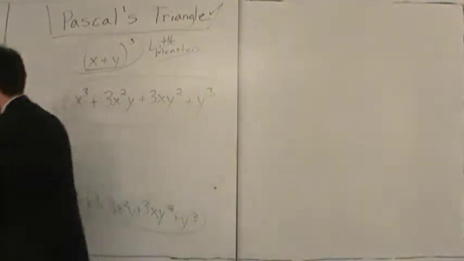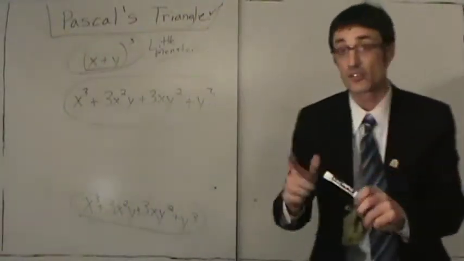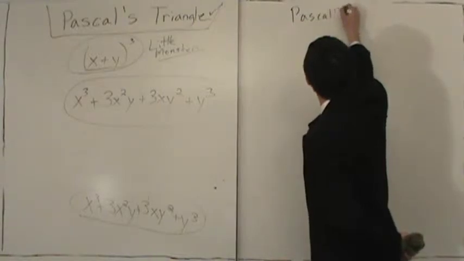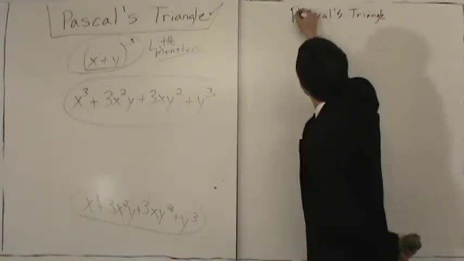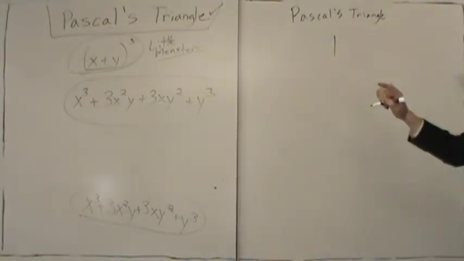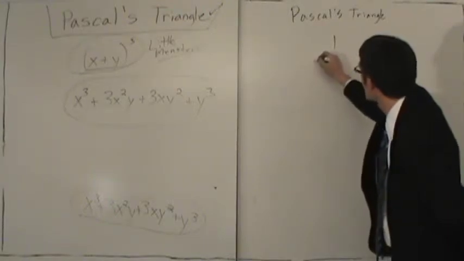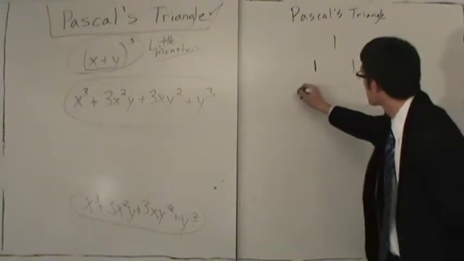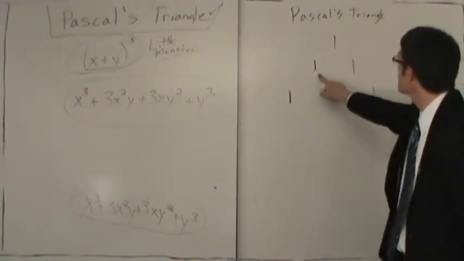Let me grab another marker because this marker is going out. All right, so this is the triangle. Very interesting. So let's go and see. Pascal's triangle starts, very interesting, with 1. And then what do we write? Well, let's see if you can find the pattern. 1, 1. Okay, now what? We're going to have 1, 2, 1, writing the 2 between the 1s.